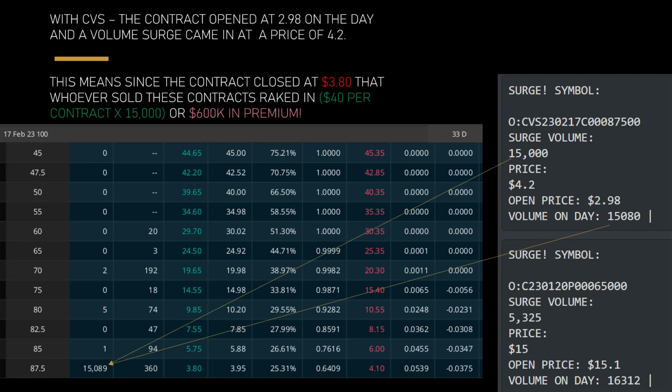Now, think about this. With CVS, the contract opened at 2.98 on the day, and a volume surge came in at a price of 4.2. This means since the contract closed on Friday at $3.80, whoever sold these contracts raked in $40 per contract times 15,000, which is $600,000 in premium that was made on this position, and they got that money up front for selling those calls.